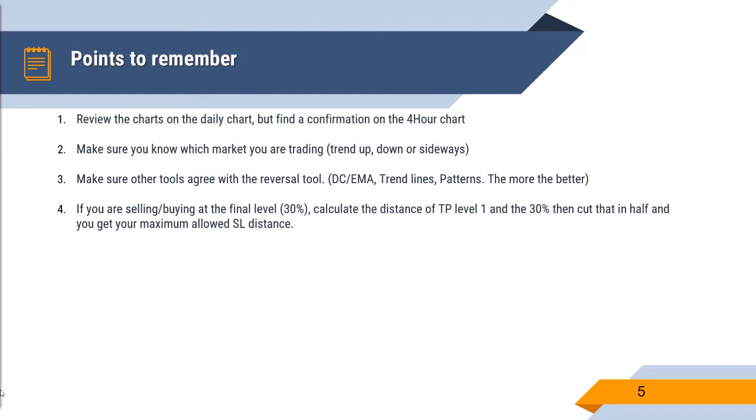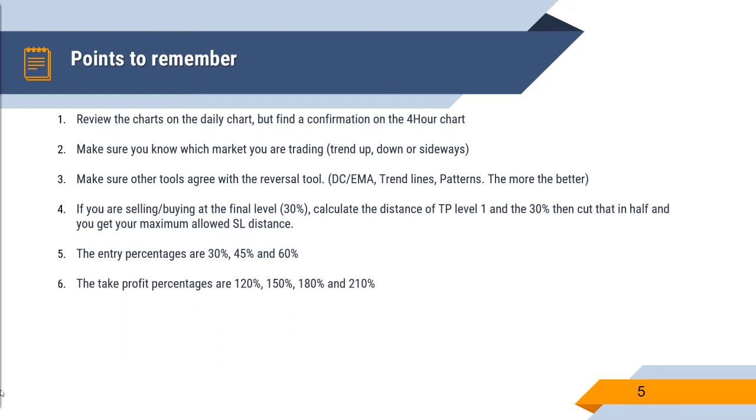If you are selling or buying at the 30% level, which is the last level you will get, calculate the distance of TP level 1 and the 30%, and then cut it in half, and the number you get is the maximum allowed stop loss distance you can have on your trade. The entry percentages are 30%, 45, and 60. They are just entry percentages. The take profit percentages are the 120, 150, 180, and the 210.